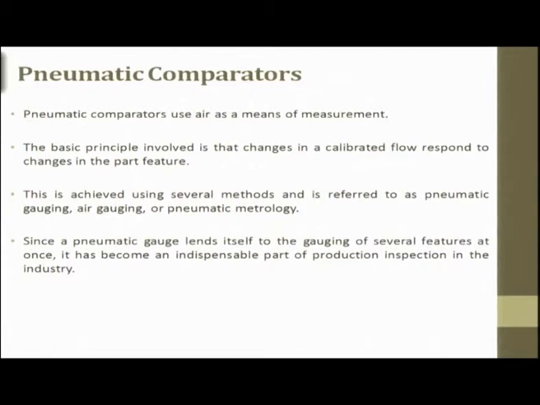Pneumatic comparator: pneumatic means air is used for measuring. The basic principle involved is that changes in the calibrated flow respond to changes in the part feature. For example, when there is a diametrical change, a flow change happens. This flow is restricted or changed, and because of that there is a back pressure. That back pressure is known. This is achieved by using several methods, and it is referred to as pneumatic gauging, air gauging, or pneumatic metrology.